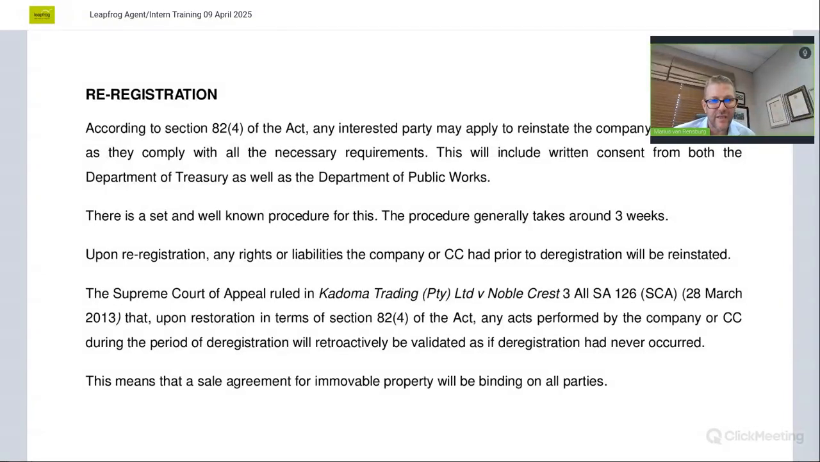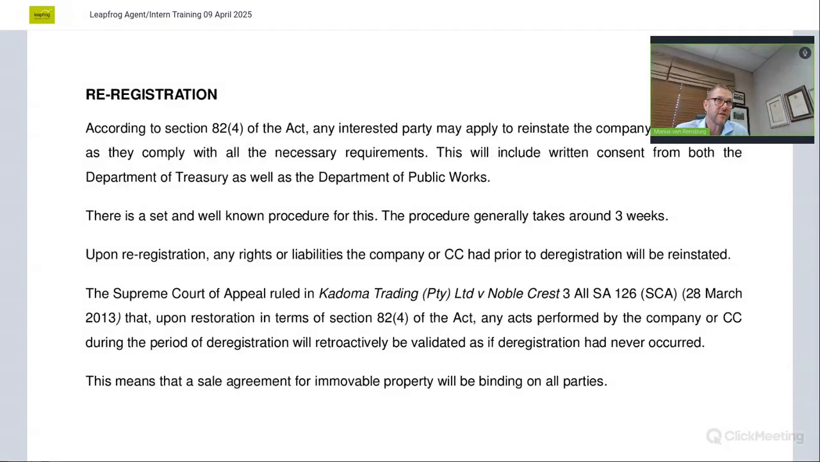And in fact, there's a case. There's a Supreme Court of Appeals case which was decided in 2013, Godoma Trading and Noble Crest, where the court actually made a pronouncement on Section 82 of the Act. And what it basically said was, if you entered into an agreement to sell and you were deregistered at the time, when you are restored, when you re-registered, any acts performed by the closed corporation during the period of deregistration will be retroactively validated as if deregistration had never occurred.